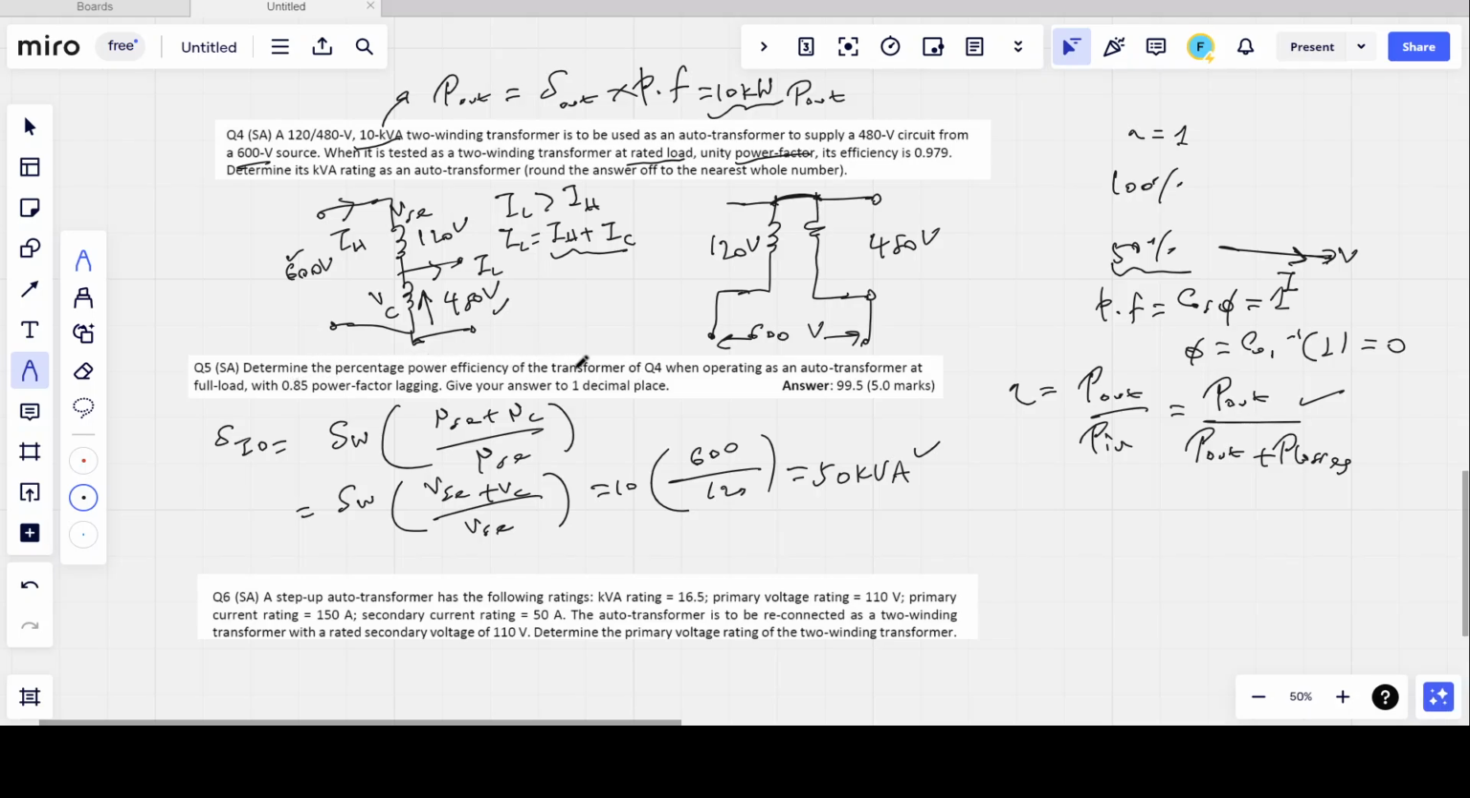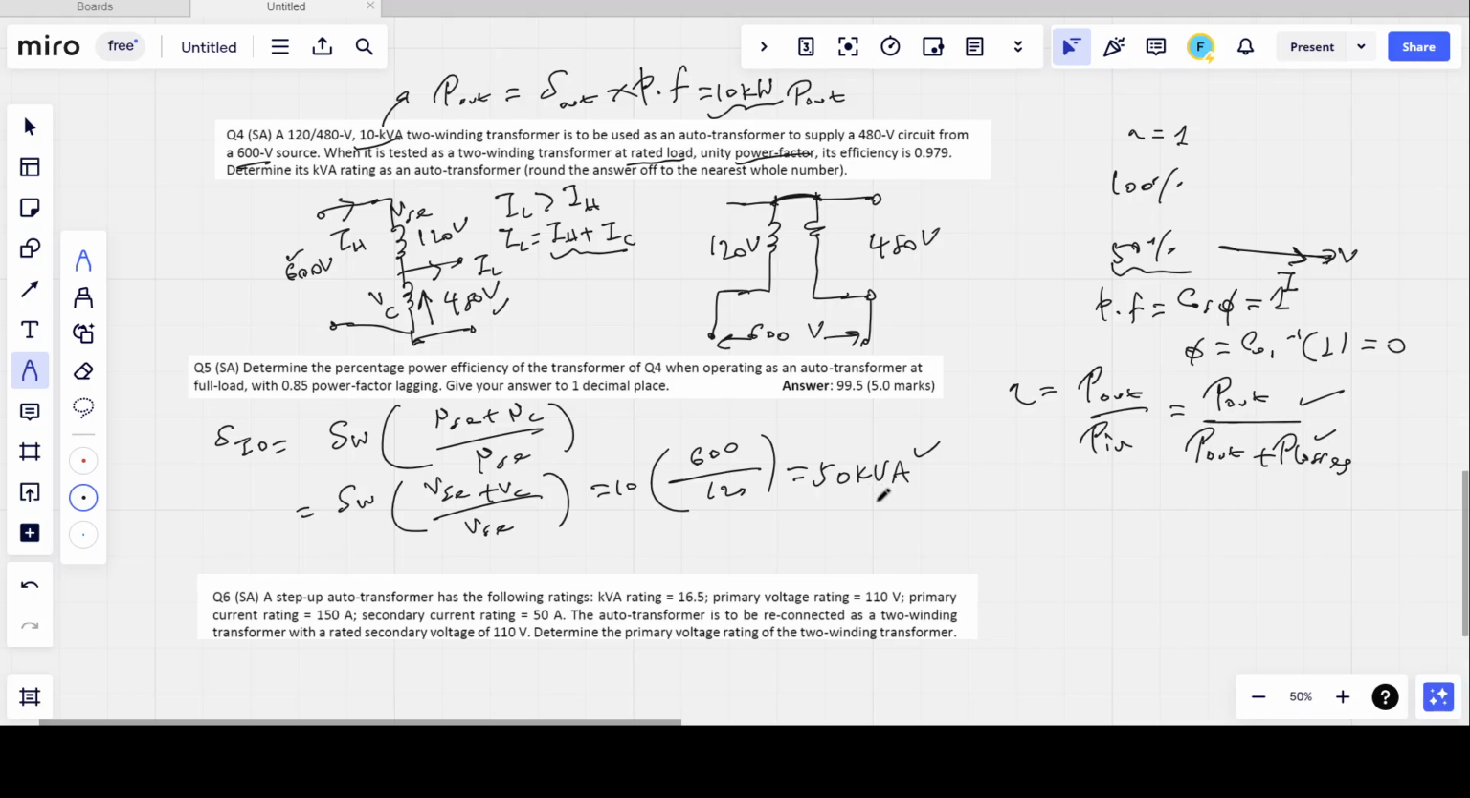Determine the percentage power efficiency of the transformer of Q4 when operating as an autotransformer. So the first thing we have to do is find the power losses of this transformer when it is still a two-winding transformer, because the power losses is nothing but the copper losses. When you connect a two-winding transformer as an autotransformer, the copper loss is still the same. So all we have to do is find the copper losses here and then use a new efficiency formula and find the efficiency as an autotransformer.